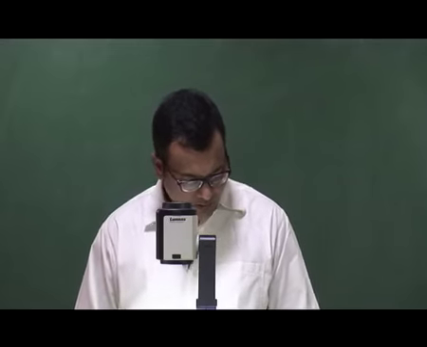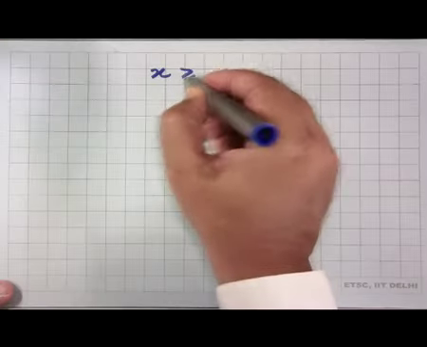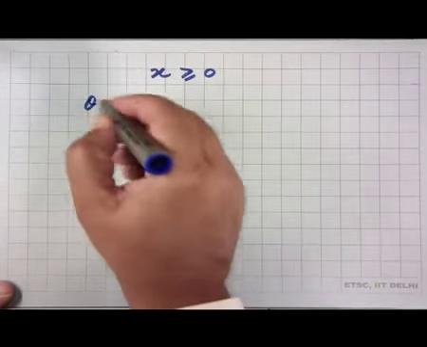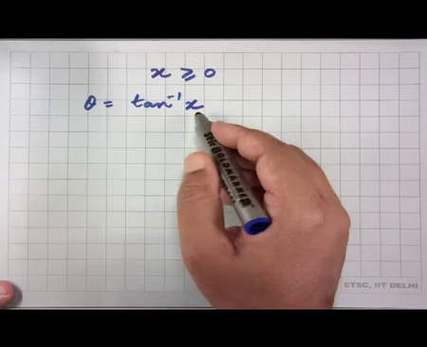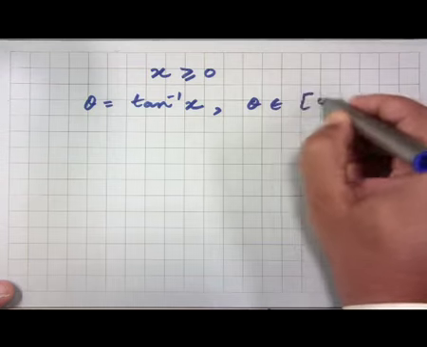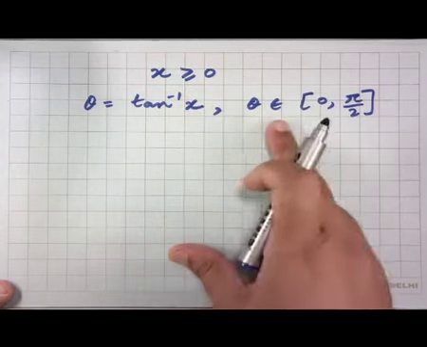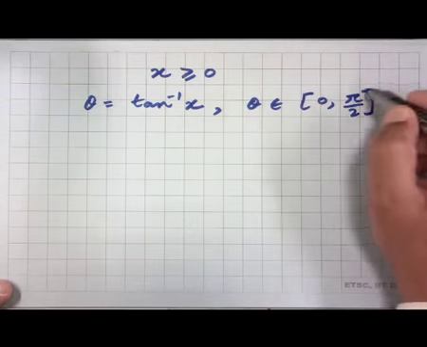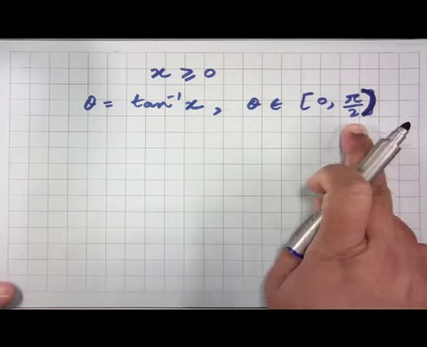So, therefore, we divide this problem into two cases. We first take the scenario where x is greater than or equal to 0, because when x is greater than or equal to 0, then we know from the graph of the tan inverse function that theta equal to tan inverse x belongs to the interval 0 to pi by 2, open at pi by 2.